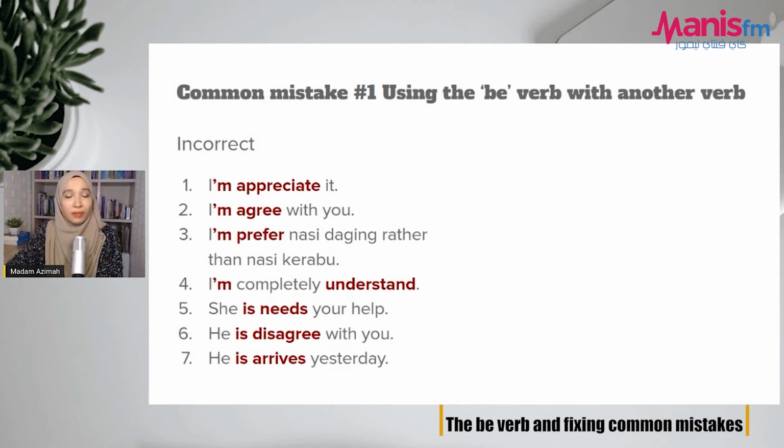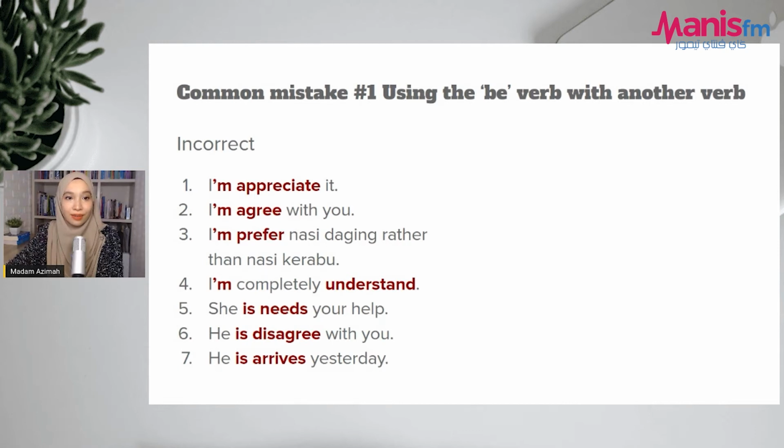Now, here are common mistakes that second language learners make. Let's take a look at common mistake number 1, using the be verb with another verb. I have listed out verbs in red, and you should not be using the be verb with these verbs. Let's take a look at some examples.